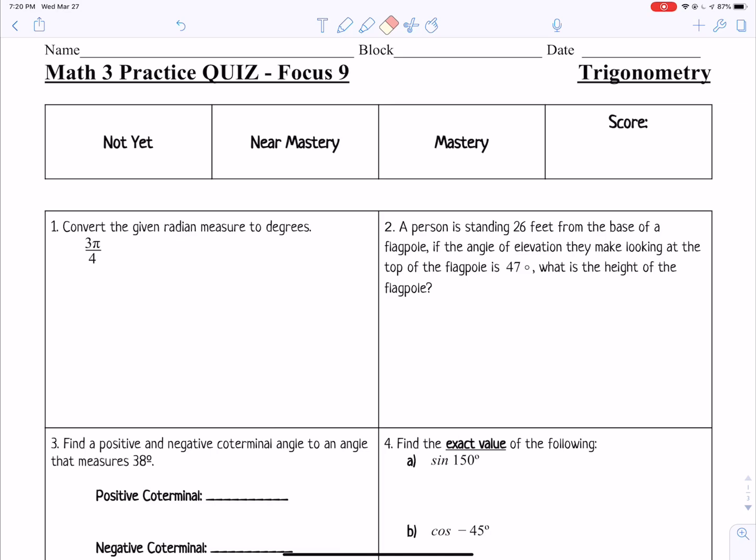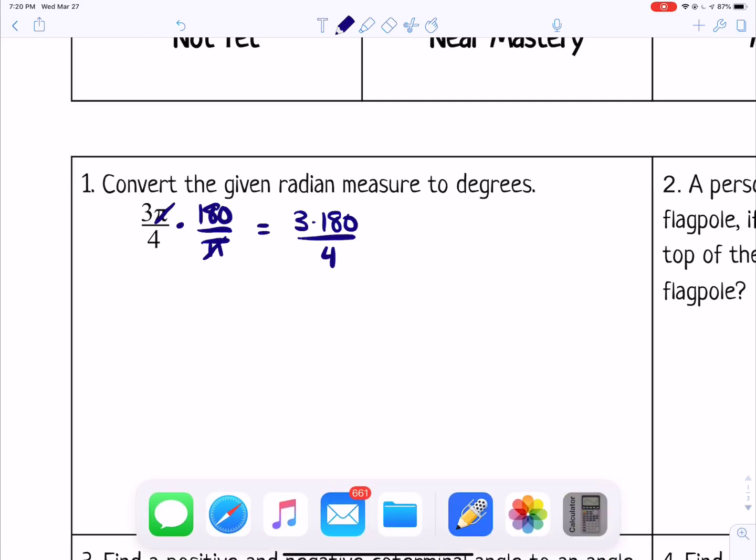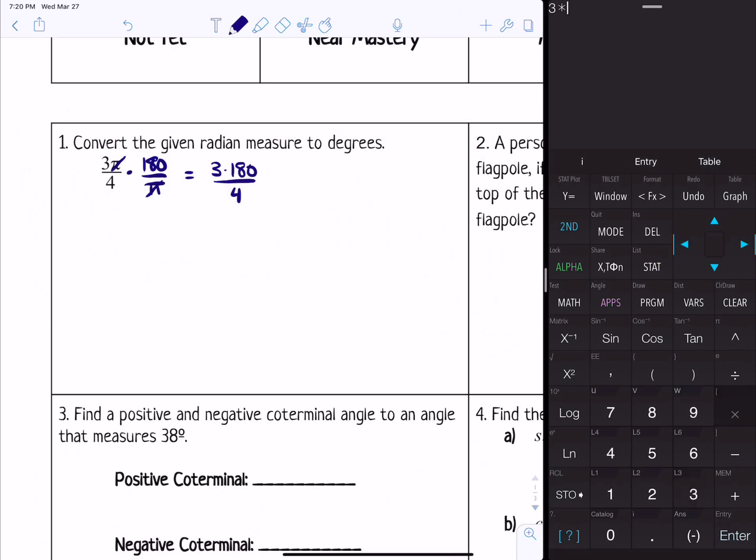In number 1, we're asked to convert the given radian measure to degrees. So what we need to do is multiply by 180 over pi, so that way your pi would cancel out. And you're left with 3 times 180 divided by 4. So let's type that into the calculator. 3 times 180 divided by 4 would be 135 degrees.